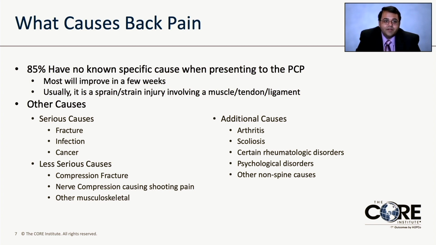It could be like a compression fracture because someone has osteoporosis, and that may happen just incidentally, meaning it just happened on its own, or it could be from a car accident or fall. Anything can, there's a number of reasons why a fracture can happen. Infection, cancer, or some other more serious things that we want to make sure we're not missing.